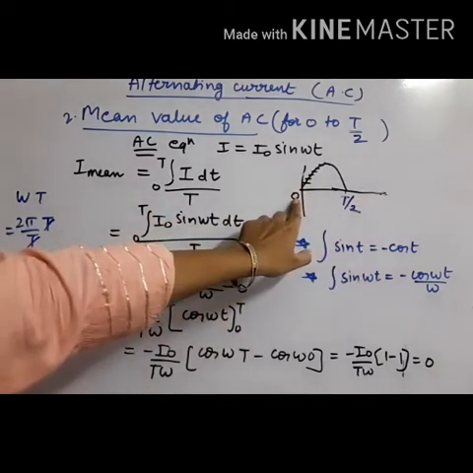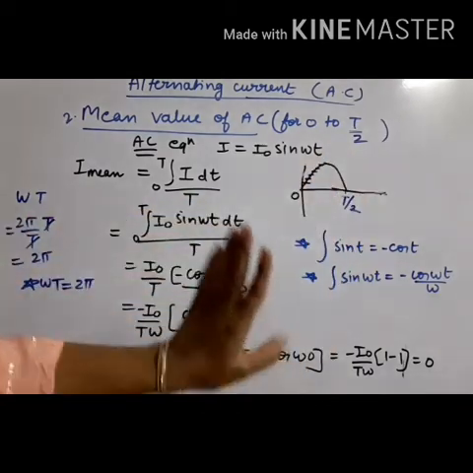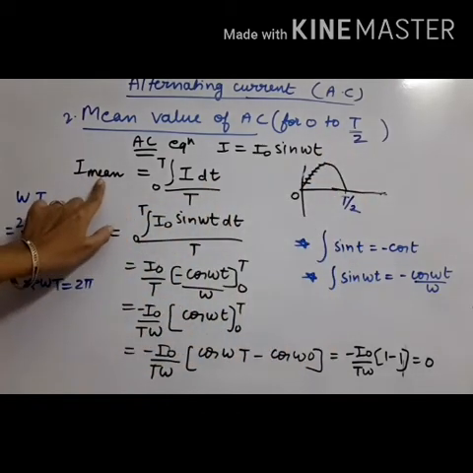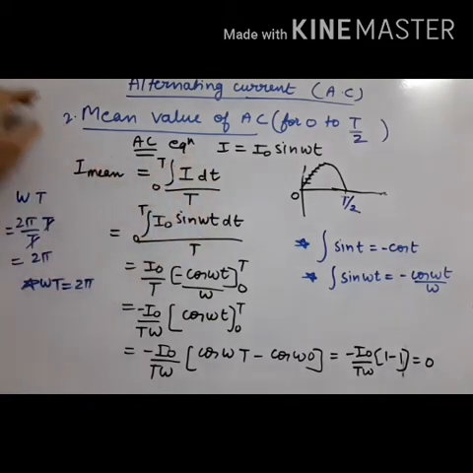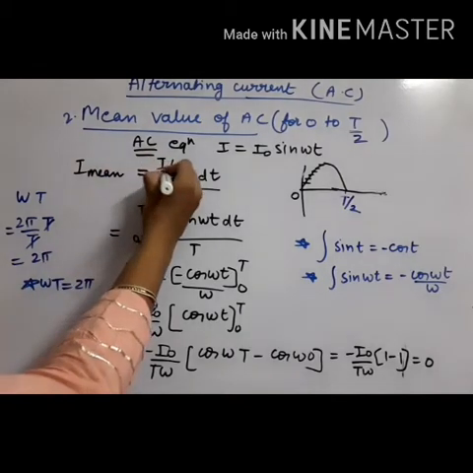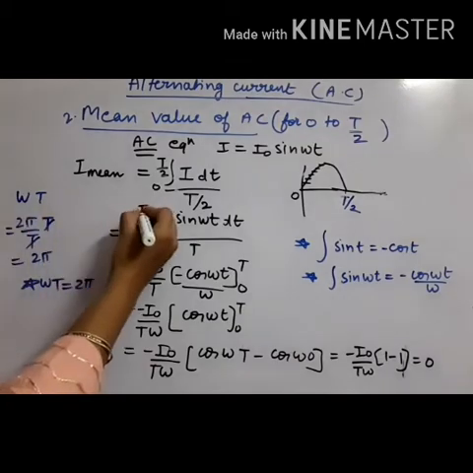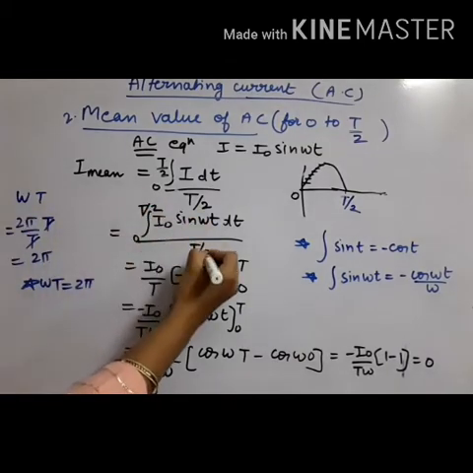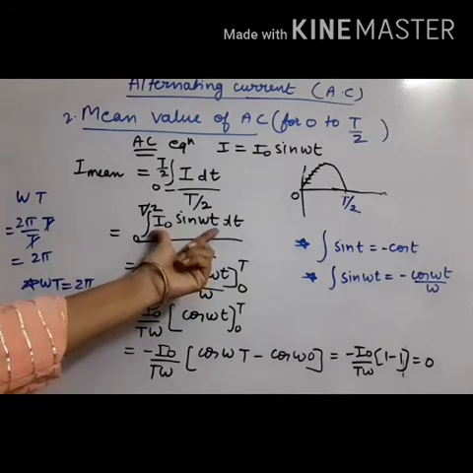Okay, from 0 to T by 2 only positive values of current are there. I mean we are calculating the integration of I dt, which means the sum of the data. Now change the limits. Now everywhere you have to put T by 2. So here also T by 2. The current value is substituted here.